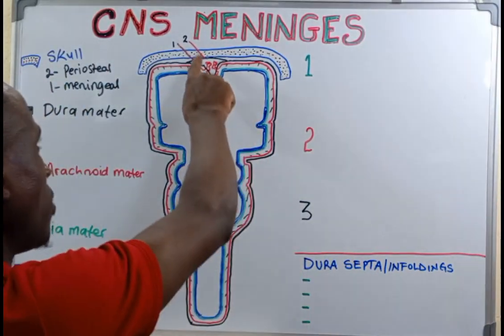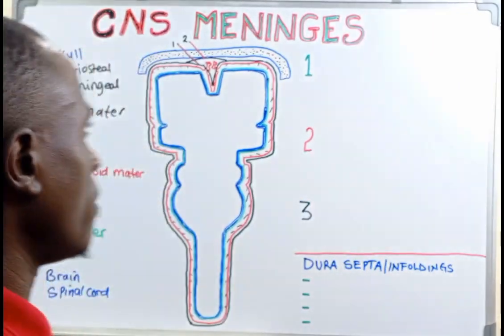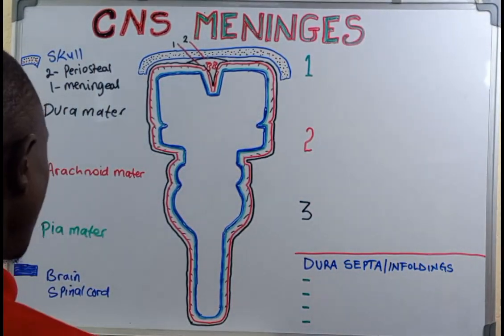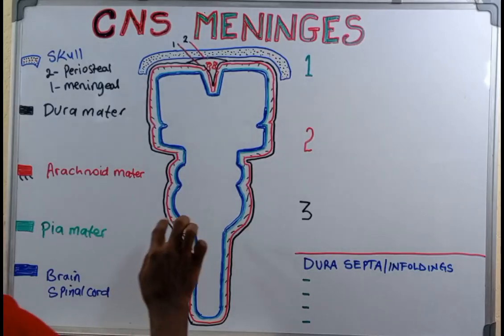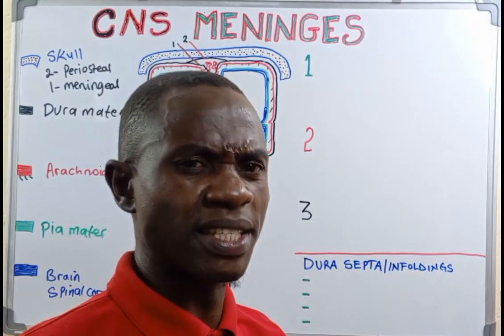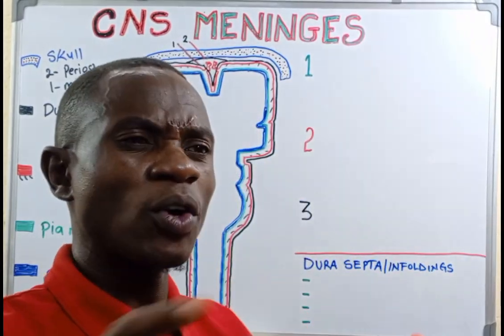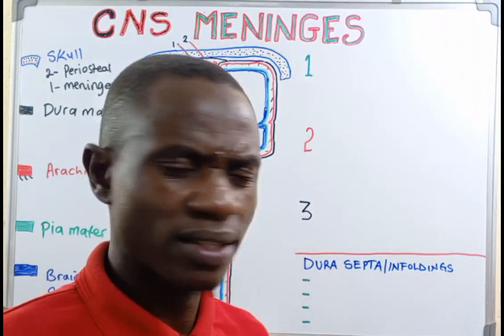We don't have this periosteal layer in the spinal cord. Very important. Now I want us to see that in between these meninges you have different kinds of spaces. Let us go ahead and see the different spaces between these meninges.